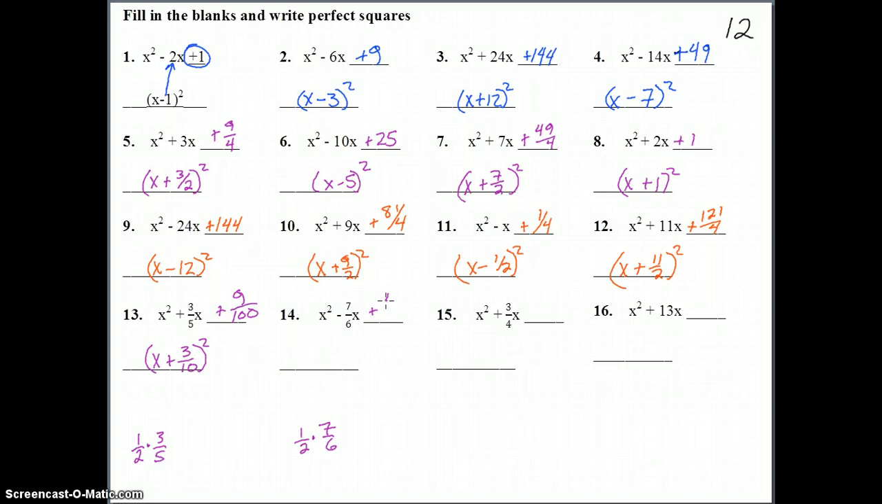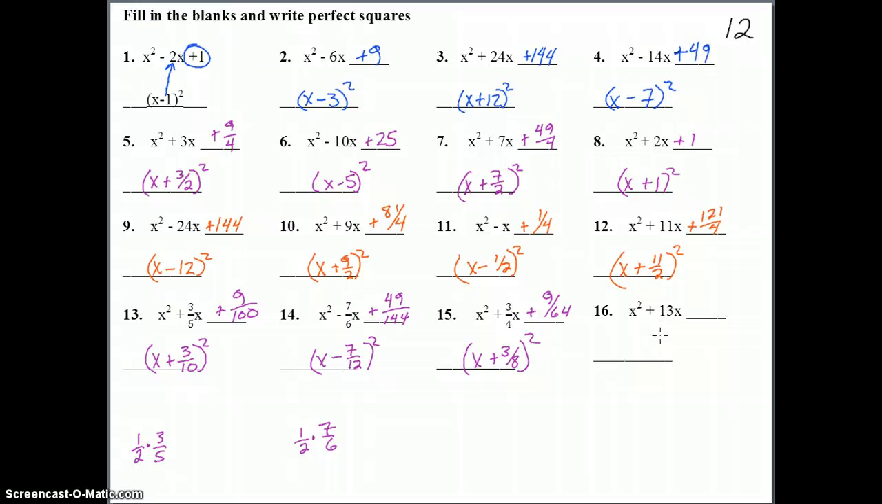Squared would be 49/144. x minus 7/12 altogether squared. Half of this is 3/8. Squared is 9/64. That's x plus 3/8 quantity squared.